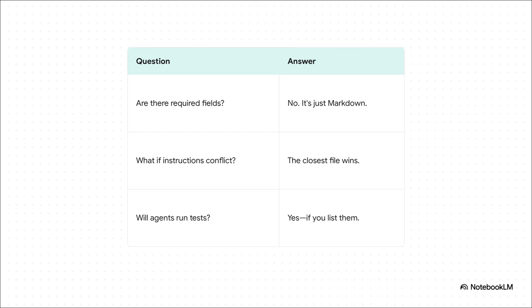Okay, let's just rapid fire through a few common questions people have. Do you need any required fields? Nope, it's just plain Markdown, that's it. What happens if instructions conflict in different files? Simple, the closest AGENTS.md file always wins. And the big one? Will an agent actually run your test commands? Yes, if you list them, it'll run them. That's one of its most powerful features.